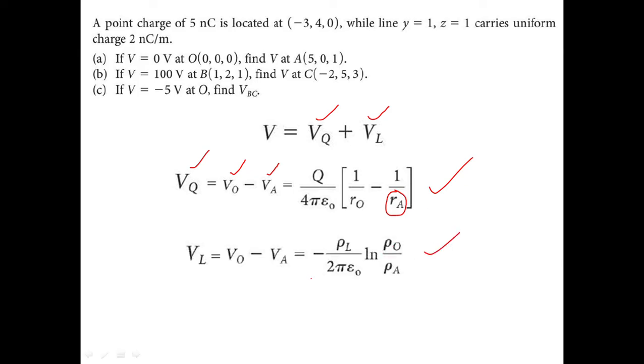For the infinite line charge, you should remember the formula we solved at the beginning of this lecture. It is given by minus rho L divided by 2 pi epsilon naught ln of R naught by RA. Here we are using rho naught by rho A, right? We have already calculated rho A, which we got as 1. Rho naught we have to calculate.